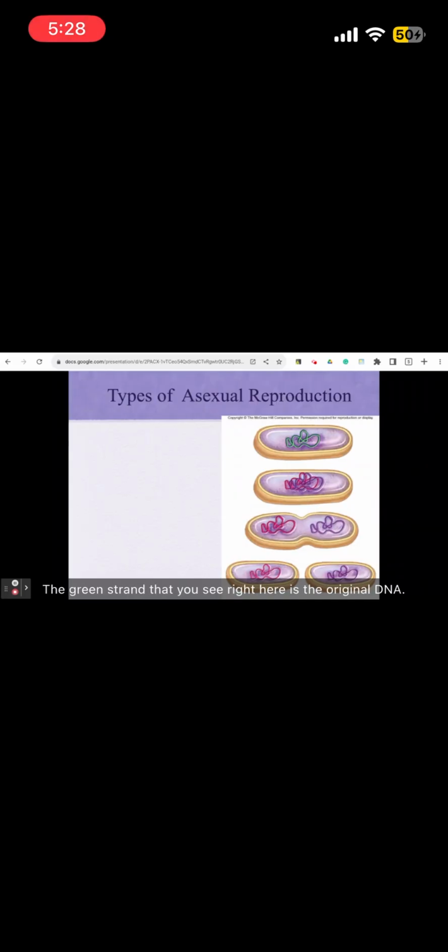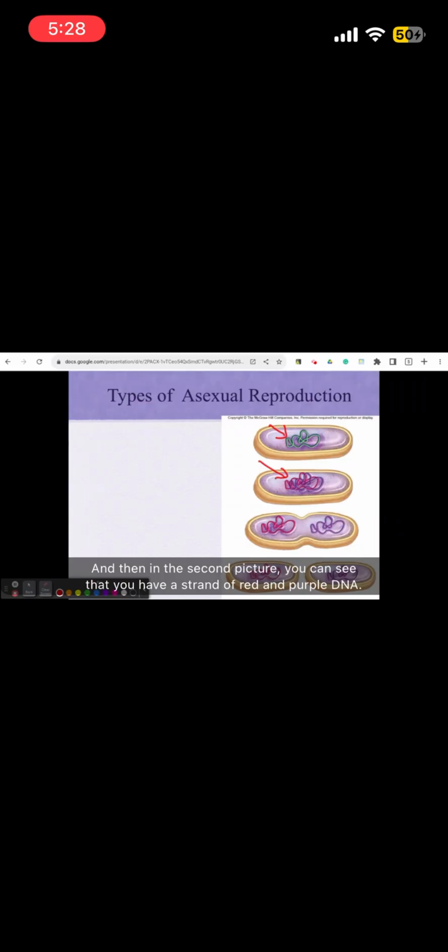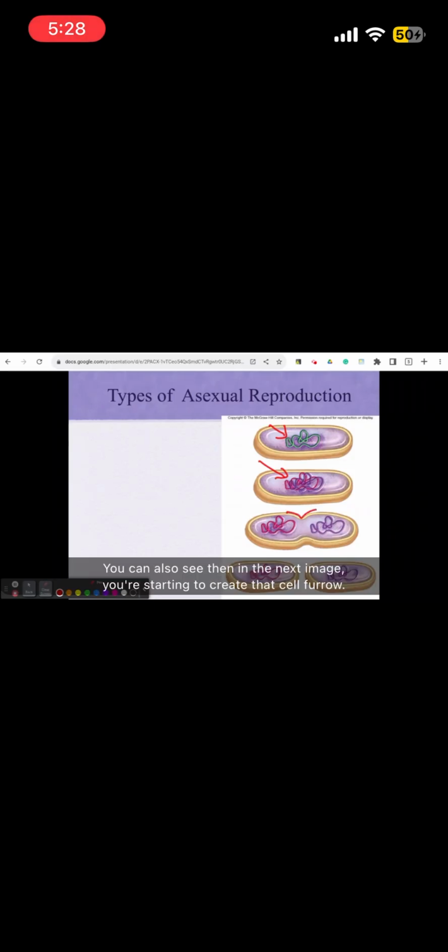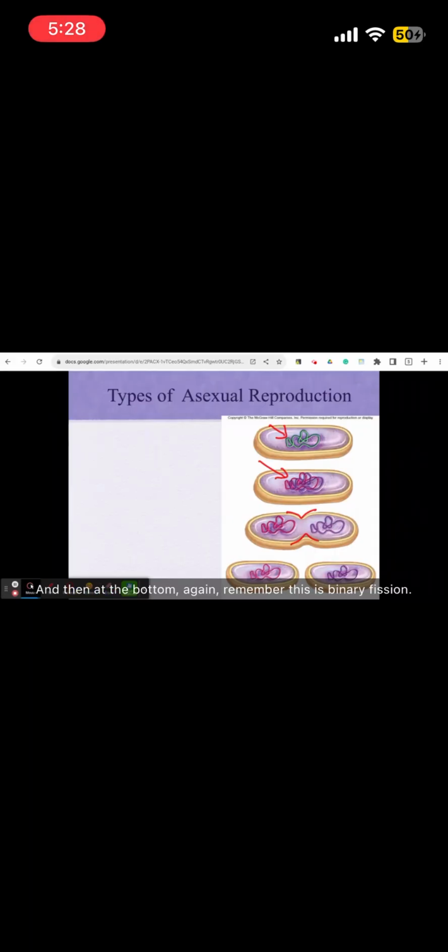The green strand that you see right here is the original DNA. And then in the second picture, you can see that you have a strand of red and purple DNA. All the artist has done is show the pink maybe as the original DNA, and then the purple is the replicated DNA. You can also see then in the next image, you're starting to create that cell furrow. And then at the bottom, again, remember, this is binary fission. So we end up with two identical cells at the bottom, all right?